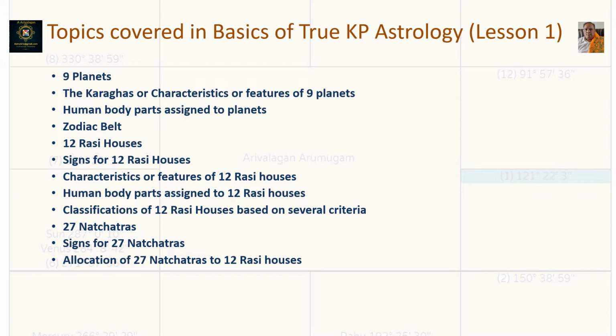Now, in this video, these are the topics that are covered: the 9 planets, the karakas and characteristics and features of the 9 planets, the human body parts assigned to the planets, the zodiac belt, the 12 Rasi houses, the signs of the 12 Rasis, characteristics or features of the 12 Rasis, and again human body parts assigned to the 12 Rasis, the classification of the Rasis based on several criteria, and what are the 27 nakshatras and their signs, and how these nakshatras are allocated to the 12 houses. So these are the basic things.